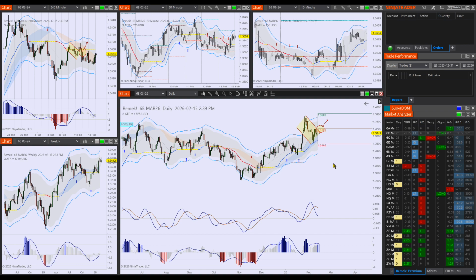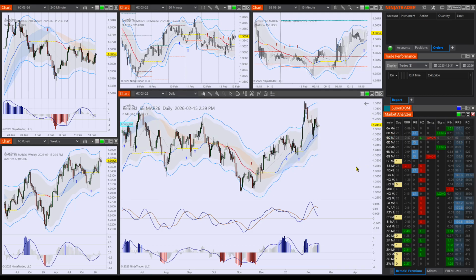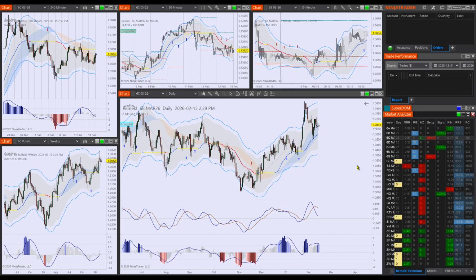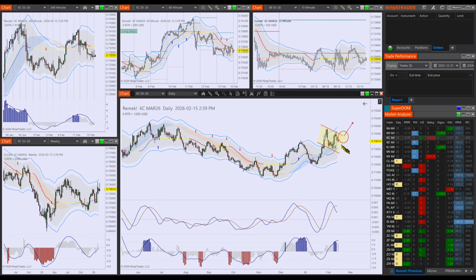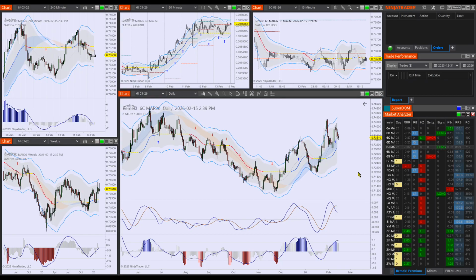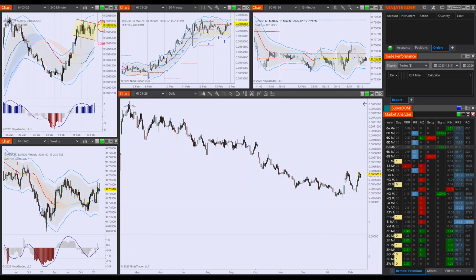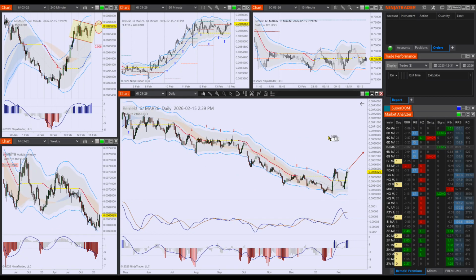Okay, and 6C Canadian dollar, long setup. Probably the 6B looks better than the Canadian. This is a bit too fuzzy for me, but nonetheless, I do expect this market to move to the upside as well. And I also want to mention Japanese yen, on which go back, watch our last two videos.